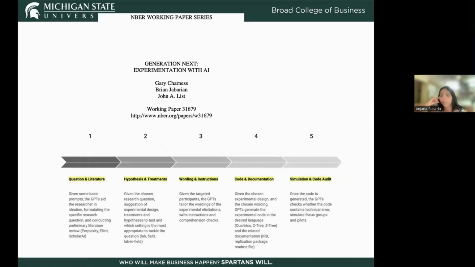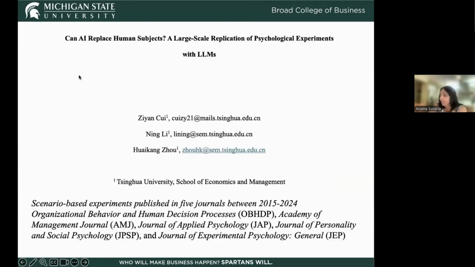John List has a whole lot of work where you can use generative AI to do a lot of experiments. Just like I mentioned, with the agentic AI framework, you can have AI agents acting as real people and design experiments. And this is just fascinating, the possibilities that one can think of, right, with all these. Can AI replace human subjects? This was really interesting because what these guys did was they looked at a 10-year period. Some of you recognize these journals, all good management journals, OBHDP, AMJ, right? There are also some other psychology journals and so on.